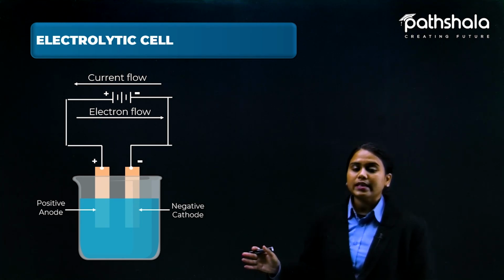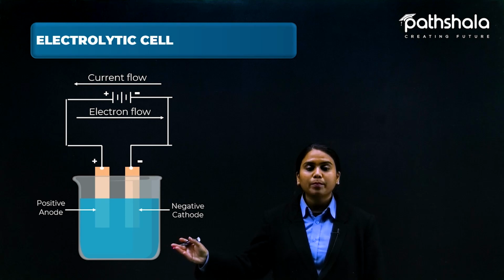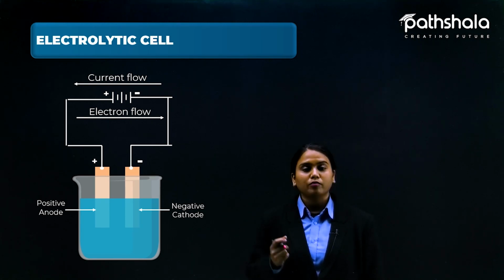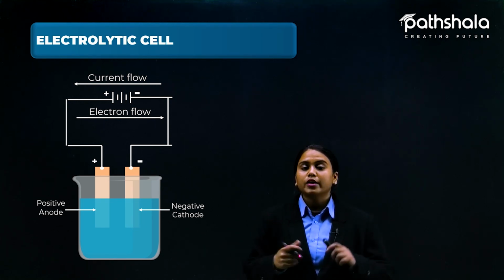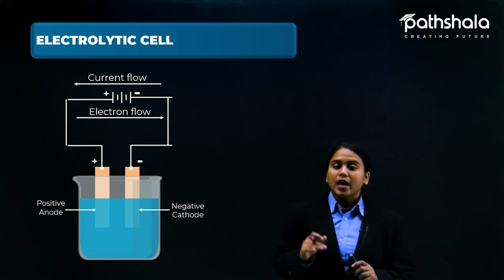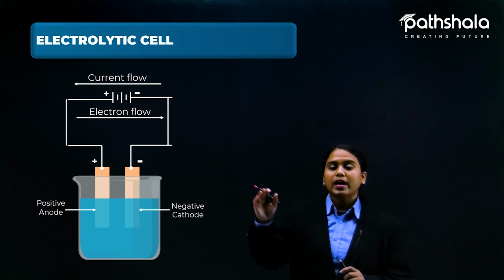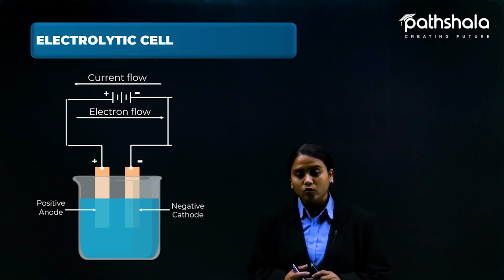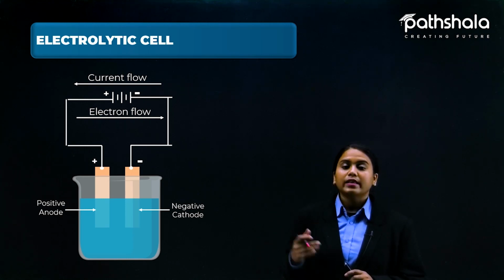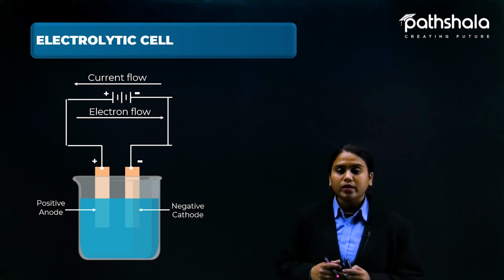As you can see, here is the solution part. It could be an acid, a base, or a salt. We can mix anything, but it should not be distilled water. Here we have two electrodes, one named the anode and the other the cathode, which we will discuss in later slides.